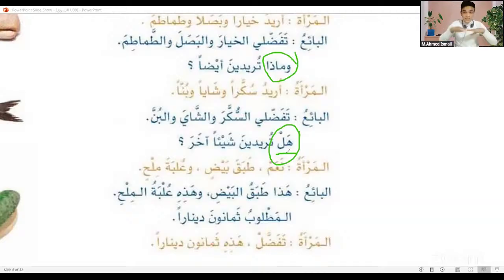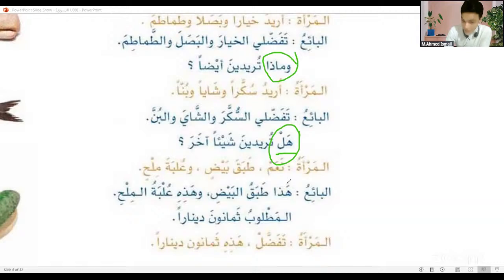We don't have any helping verbs in Arabic. We don't say is or are or do as a helping verb. We just use them as a verb in the sentence, but not as a helping verb. For this reason, we don't start the question with a helping verb like in English, but we have هل. It's always in the beginning of any yes or no question. So هل تريدين شيئا آخر? Do you want any other thing?